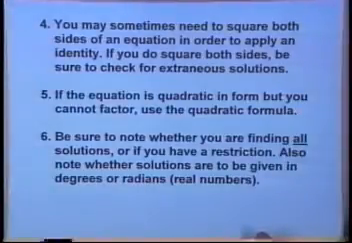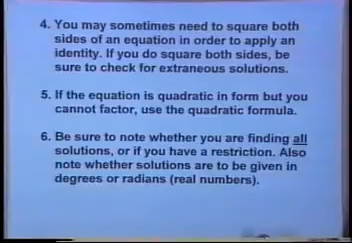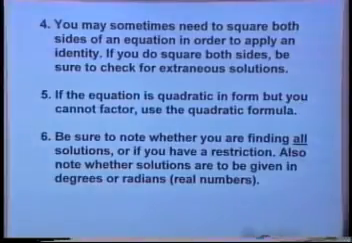Be sure to note whether you are finding all solutions or if you have a restriction. Remember, all solutions, we're going to tack on those revolutions to our primary solutions. If we have a restriction like just 0 to 2 pi or 0 degrees to 360 degrees, then we'll only have a couple of solutions perhaps. Also note whether your solutions are to be given in degrees or radians, meaning real numbers. I hope that these hints will help you as you look at an equation to decide how to approach it.